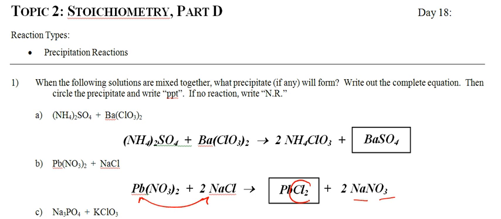Alright, so looking at the chlorines, when we talk about chlorine, bromine, and iodine, they're all soluble except with silver and lead with a +2 charge, and also the Hg2 +2. But again, I'm not going to give that to you because that shows up about once every 3 or 4 years on the AP exam. I want you to know that lead with chlorine and silver with chlorine forms a solid or a precipitate.